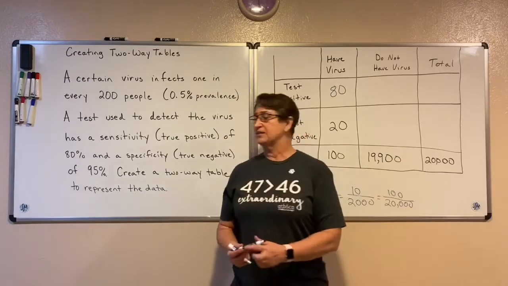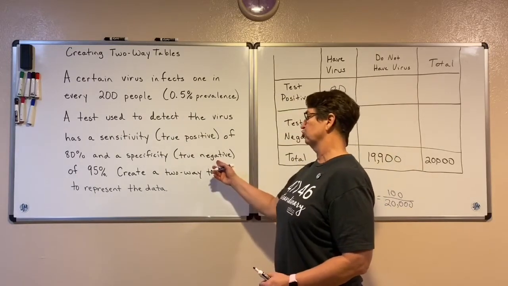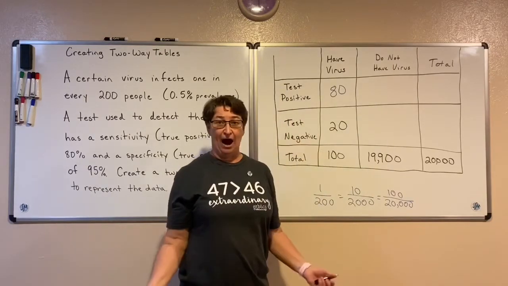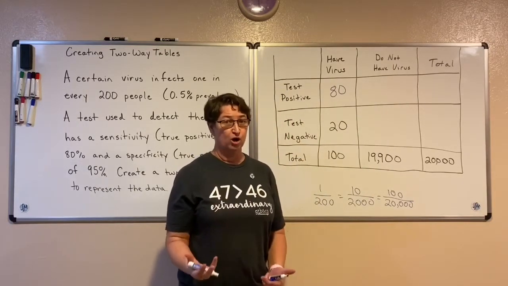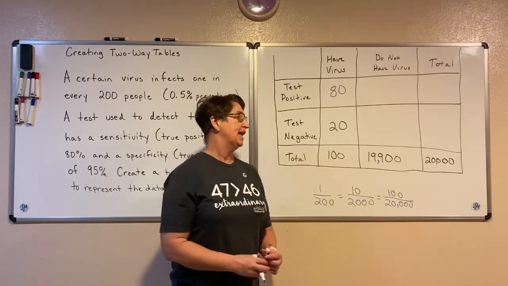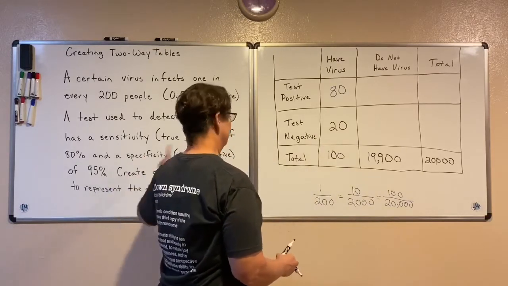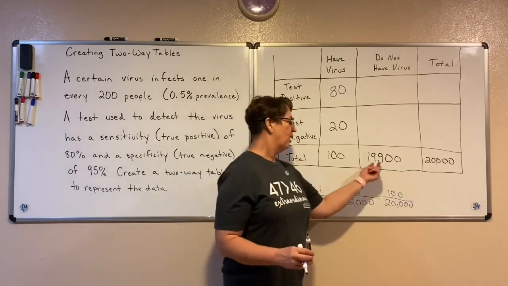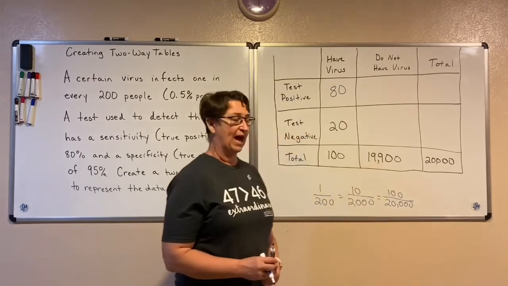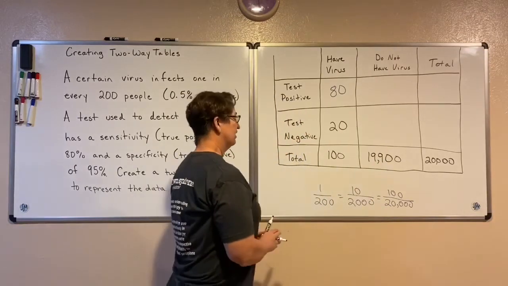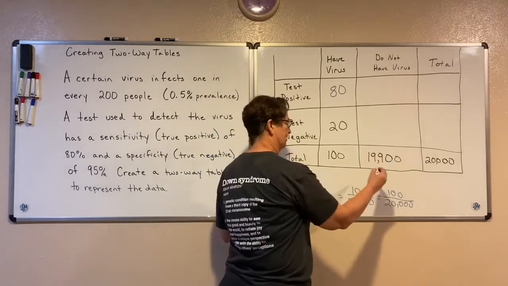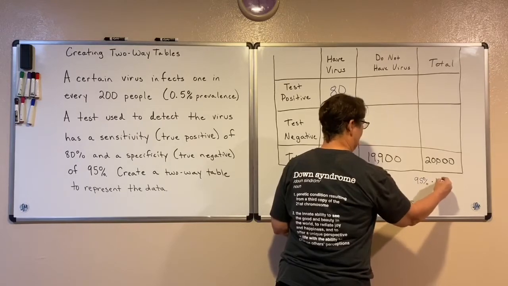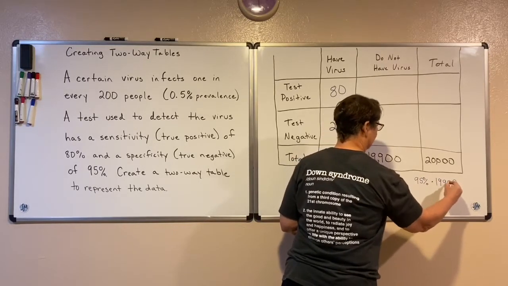Then we look at the specificity, and the specificity is the true negative. So the people who walk into the office without the disease, they're tested, they should walk away with a negative test. And 95% of the time in this particular test, they do walk away with a negative test. So of those 19,900 people, we can find 95% of that. So you just do 95% times that 19,900.